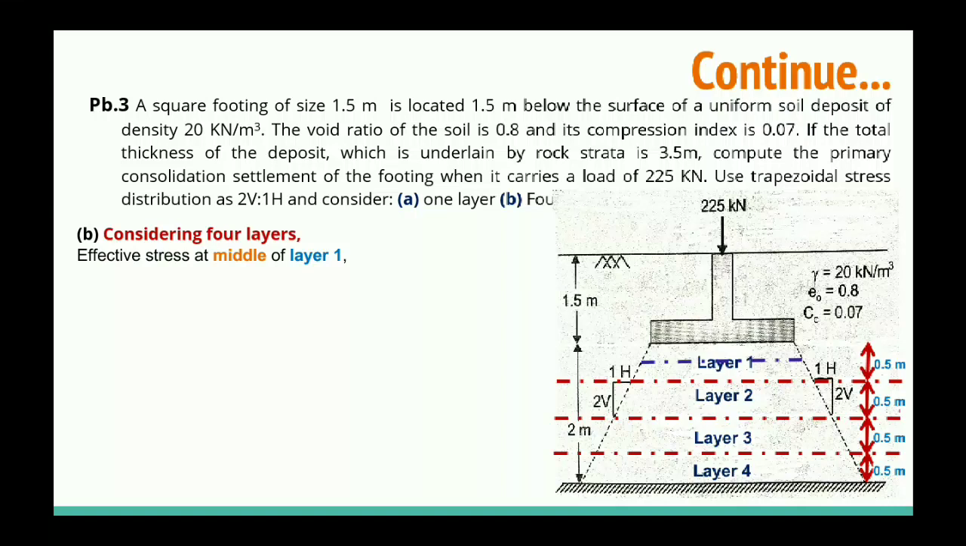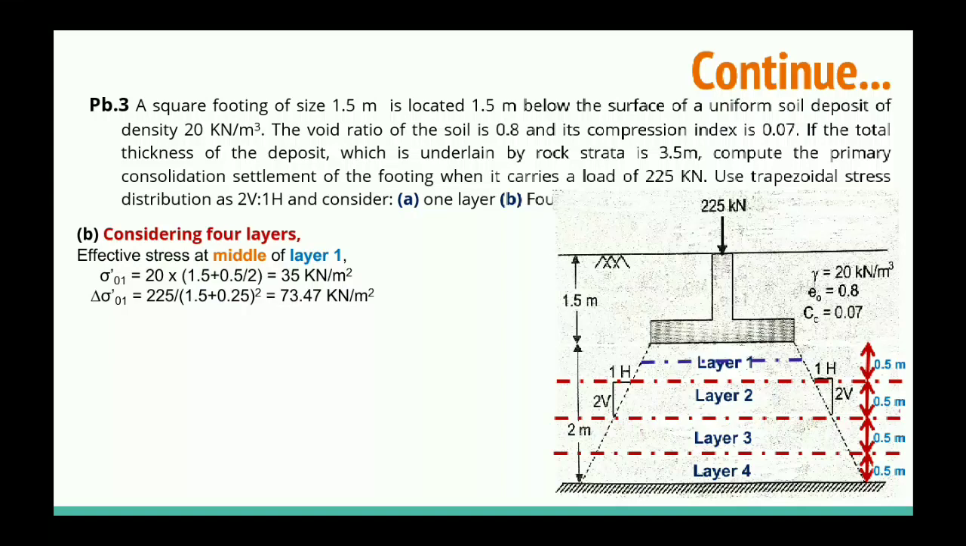The middle of the layer is shown by the dotted blue line, and its height is 0.25 meter. If the vertical is 0.25 meter, the horizontal would be 0.25 by 2 on the left and the right. So we can calculate the total blue dotted line from the surface as 1.5 plus 0.5 by 2. Right? We can calculate the initial effective stress, and we get 35 kN per meter square. Right? Now we can go for the change.